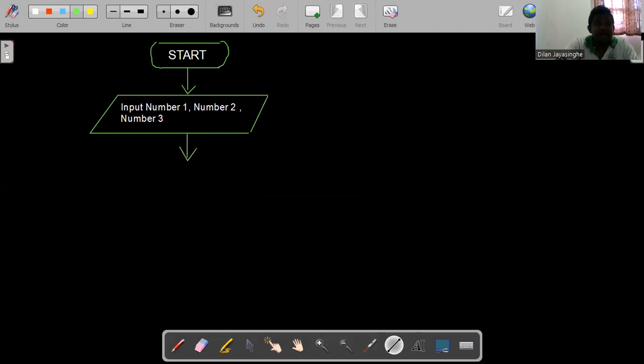Calculation task. Calculating means what? It is some sort of process. Number 1 plus number 2 plus number 3, like that. To find the total, we have to do some calculation task, right? Therefore, it is a process.